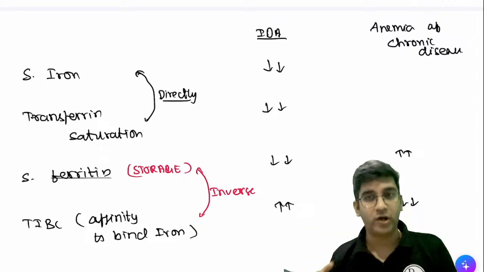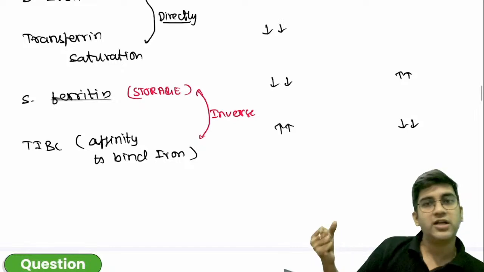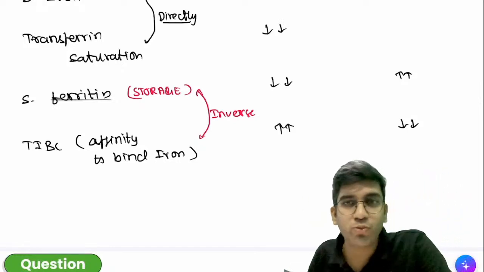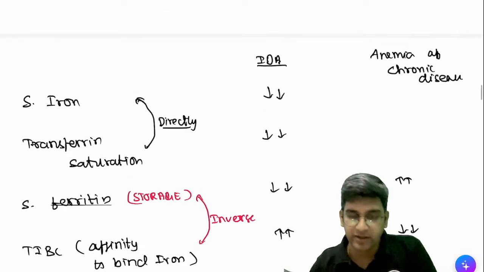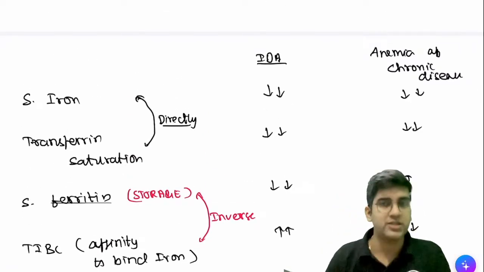When ferritin is more, that means my storage iron is more. So what will happen to the free iron? I'm storing more and more iron, so by default the free iron is less. When free iron is less, saturation is less.